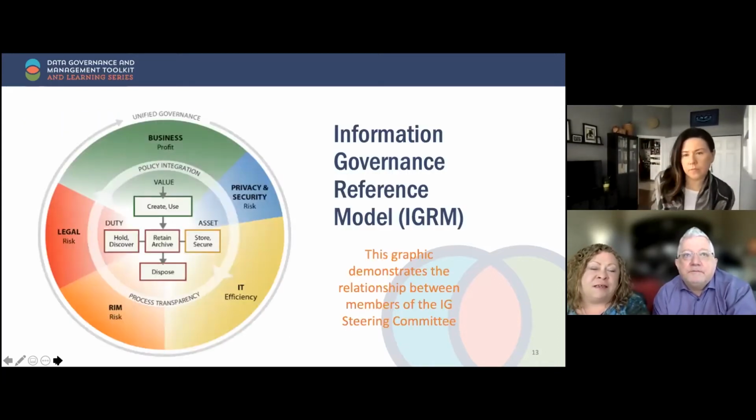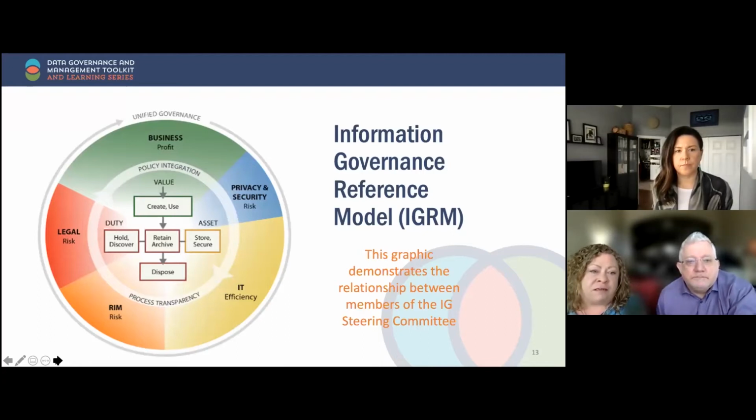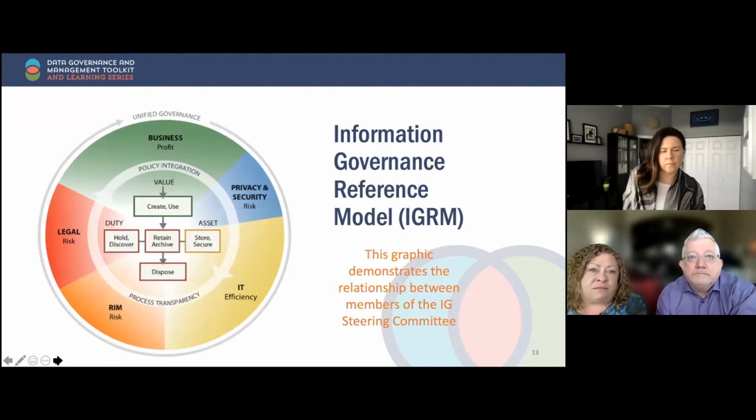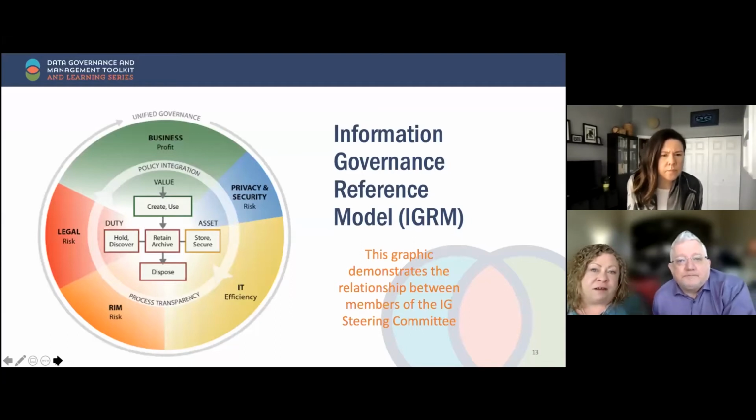In this slide, you're going to see the graphic for what is information governance. And it shows you all of the areas of a government that would be involved in information governance. So you have your representation from your departments, which is considered your business. You've got privacy and security, you have IT, you have RIM, and you have legal. There are 5 roles working together to create and manage records flowing in a life cycle, which is the center of the graphic. If you don't see your government in this graphic, it's okay.